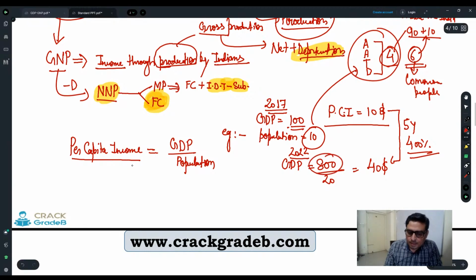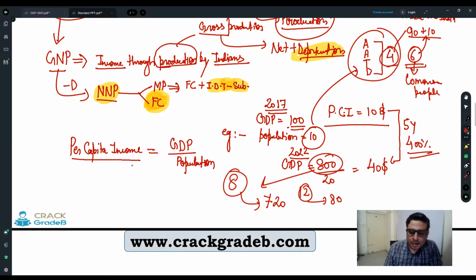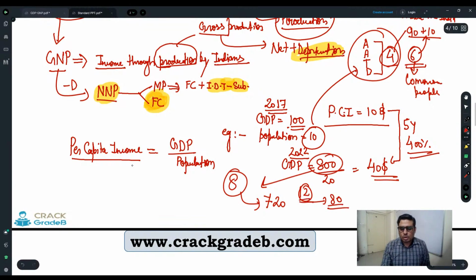When we calculated the 800 rupees income here, we found that 8 businessmen of this country are contributing somewhere around 720, whereas the rest of the 12 people are contributing only 80. So the complete income is 800 and per capita income shows 40. But actually these 12 people are contributing only 80. Per capita income is showing $40, but actually these 12 people are getting somewhere around $7.5. Yet the per capita income figures are showing $40.